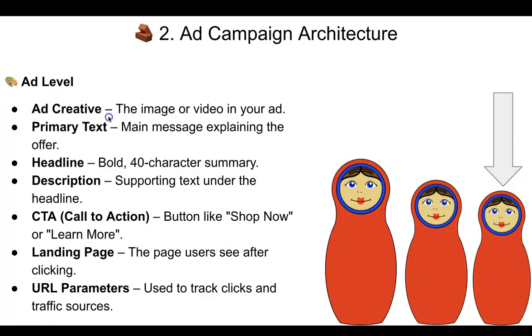So we have the ad creative, which is the image or video in your ad. Then you have the primary text, which is the main message explaining the offer. The headline is normally a bold, 40-character summary. The description is the supporting text under the headline. The call to action is a button like Shop Now or Learn More. The landing page is the page users see after clicking. And URL parameters are used to track clicks and sources.